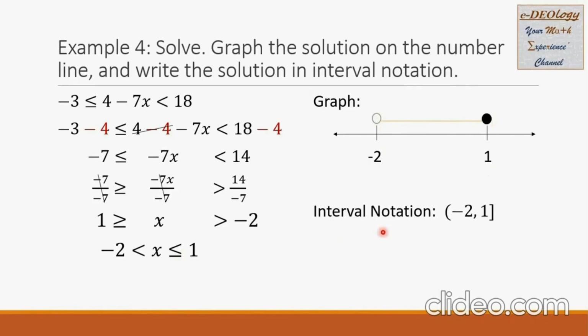For the interval notation, we put our end numbers, the negative 2 and 1. For the negative 2, we put parentheses because the negative 2 is not part of the solution. For the 1, we use the square bracket because 1 is part of the solution. So this is now our final answer.